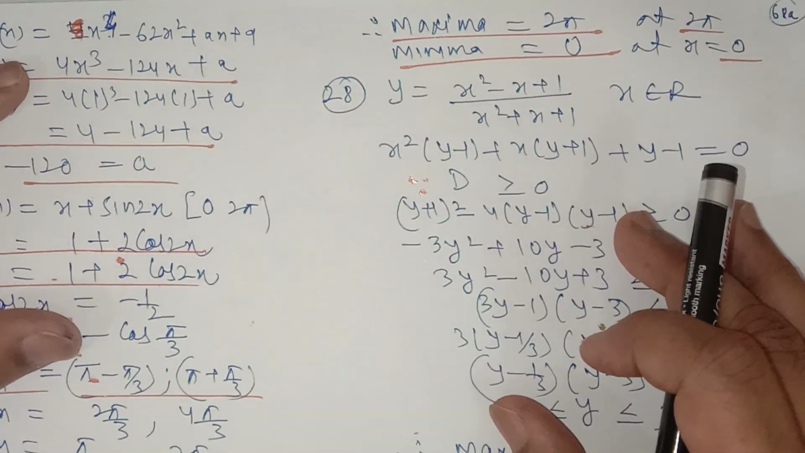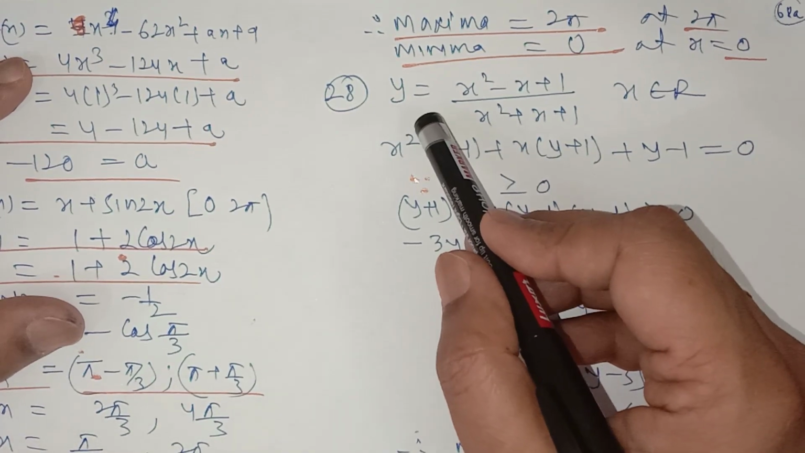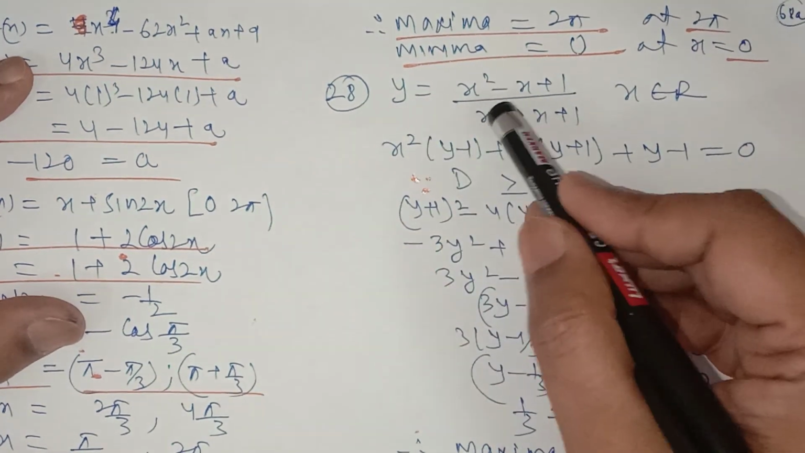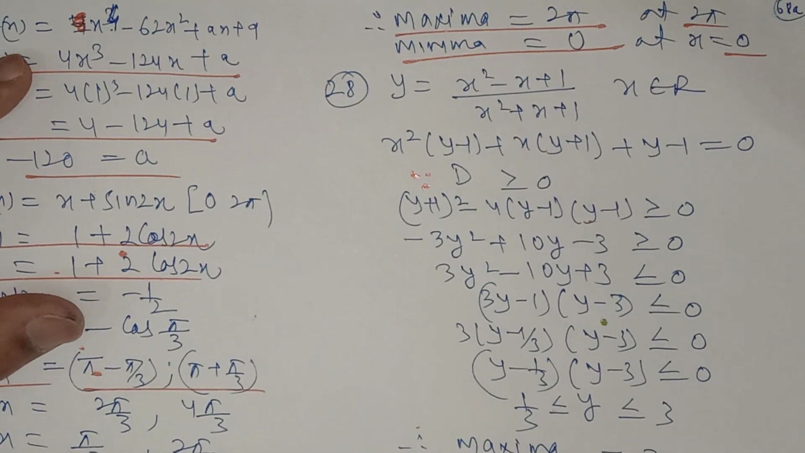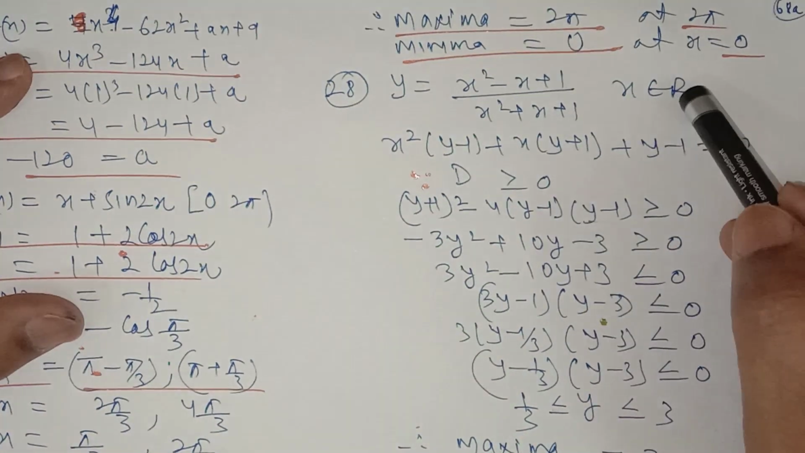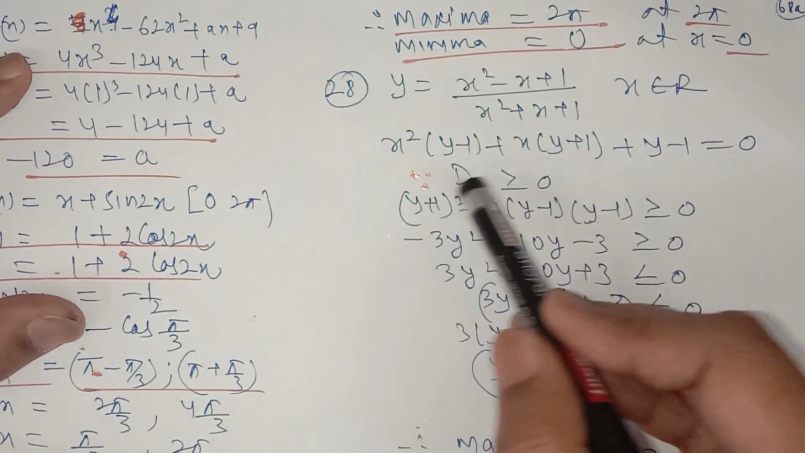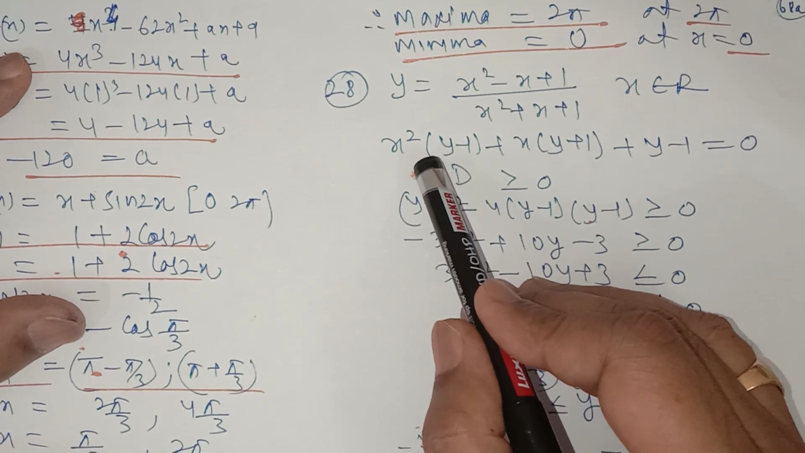Now first of all we are doing question number 28, because from 13 onward you have the word problems based on maxima and minima. Now y is equal to x square minus x plus 1 upon x square plus x plus 1. You have to find the maximum and minimum value of this function for all real numbers. Now because it is equal to y, arrange it and obtain a quadratic equation in terms of x.